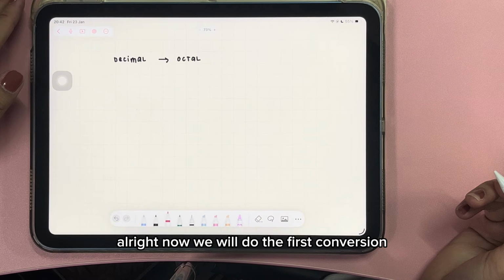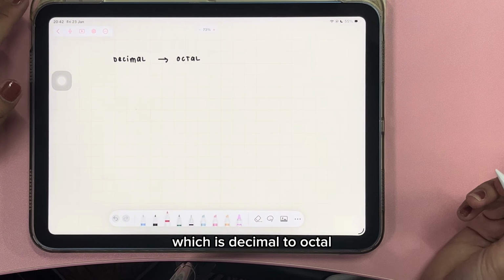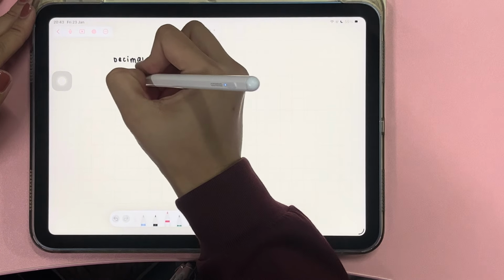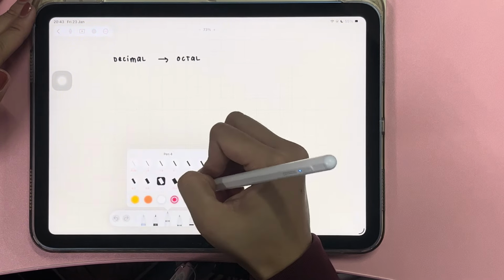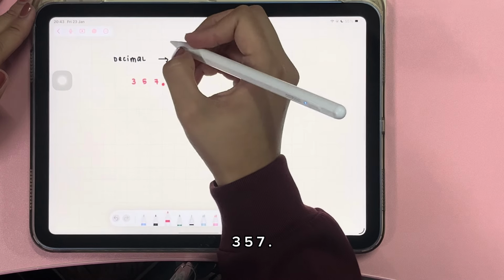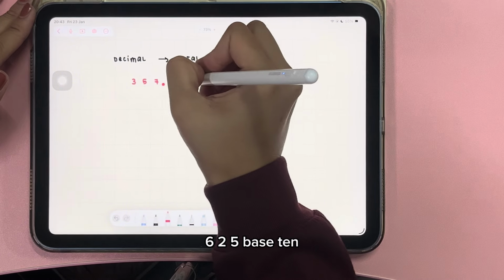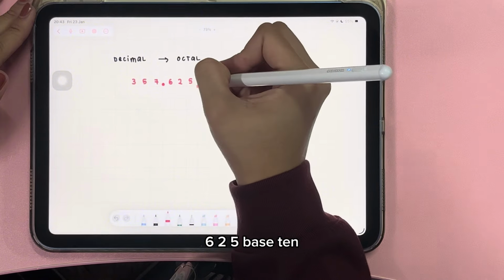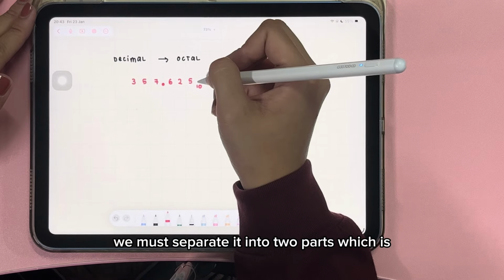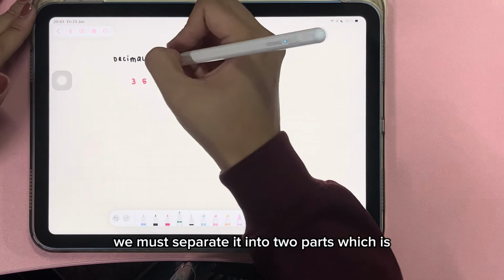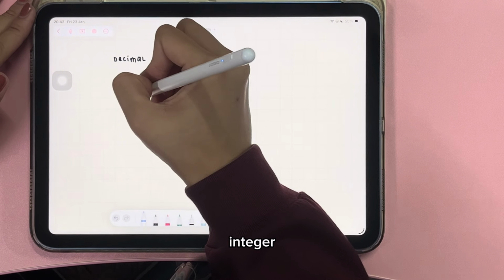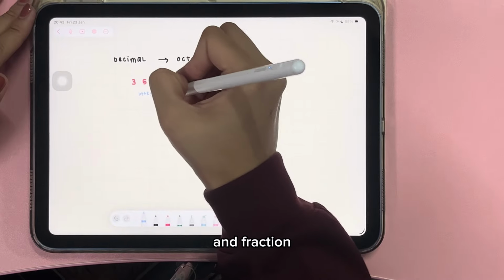Alright, now we will do the first conversion, which is decimal to octal. So, the decimal number for this calculation is 357.625 base 10. Whenever we need to convert a number with a decimal point, we must separate it into two parts, which is integer and fraction.